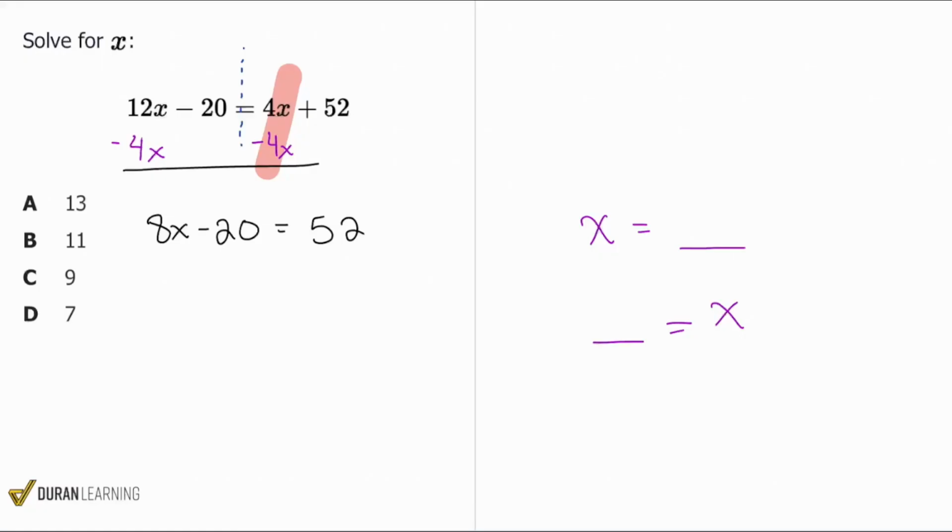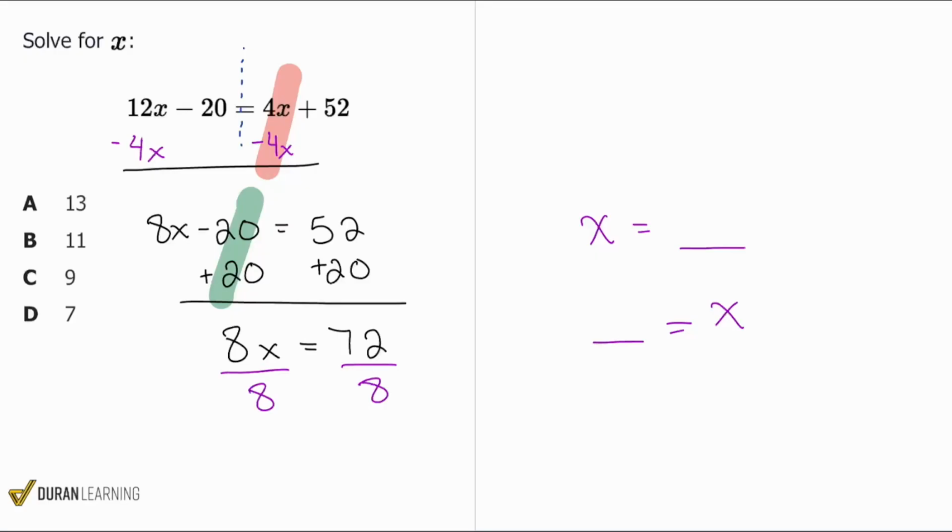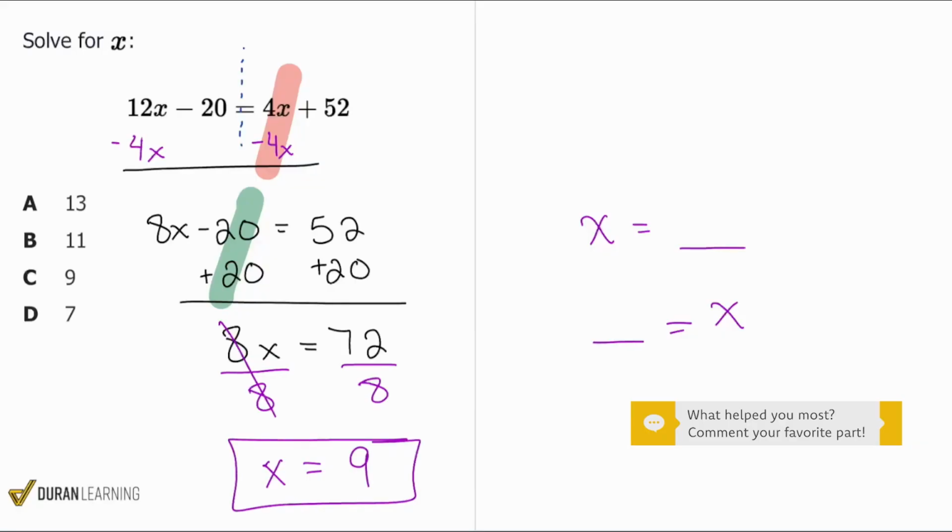First thing I'll do is I'll get rid of that minus 20 by adding 20 on both sides. Because once I do that, it'll cancel out on the left, leaving me with 8x equals 72. And now from here, my friends, the last step that we'll take is getting rid of that 8 on both sides. And so that'll end up looking like division of 8, which is canceling on the left and giving us 72 divided by 8. And that's 9. And there we go. X equals 9, and that's the correct answer here. Answer choice C.